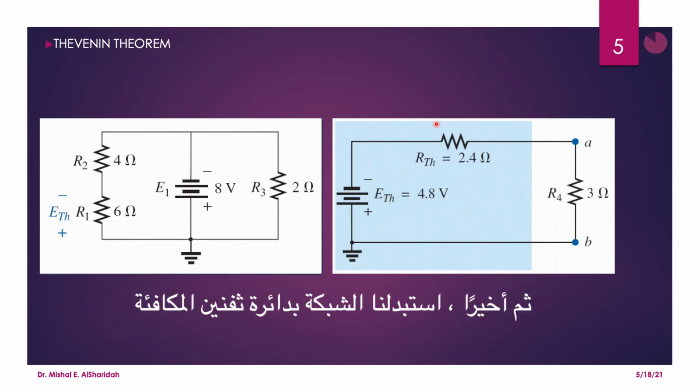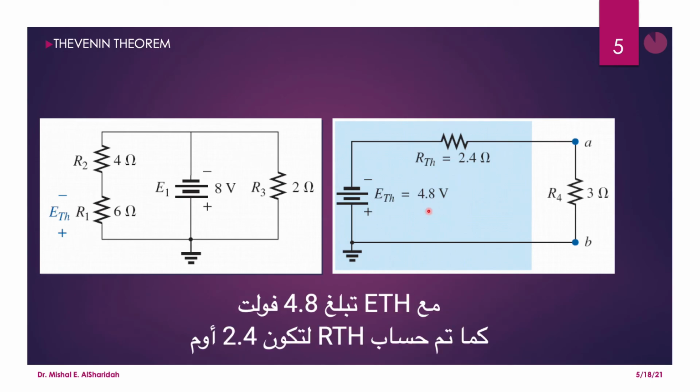Then finally we replace the network with the equivalent Thevenin circuit, with E Thevenin being 4.8 volts and R Thevenin calculated to be 2.4 ohms.